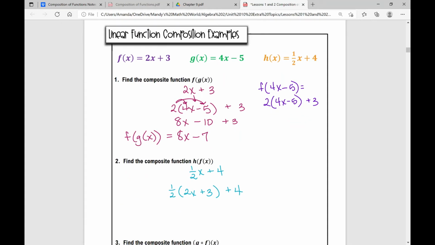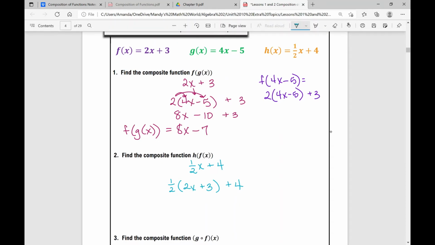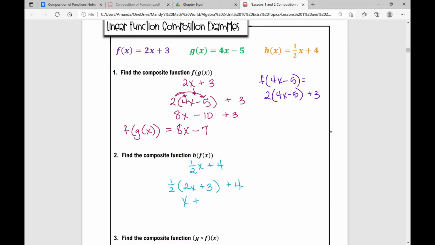And now we're going to simplify using the order of operations. So I'm going to distribute that 1/2, and I get 1x, so just x. 1/2 times 3 is 1.5, so plus 1.5, and then plus 4. And now I'm going to combine like terms. 1.5 plus 4 is 5.5. So x plus 5.5 represents h of f of x.